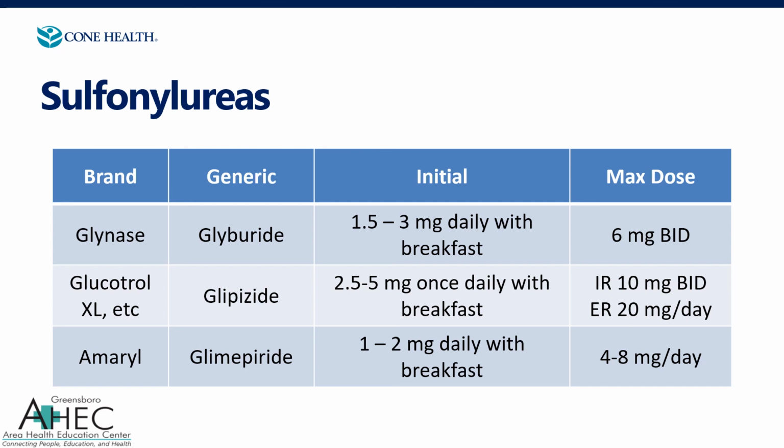If a sulfonylurea is needed in an older adult, glipizide is the best choice due to its shorter duration of action and less risk of accumulation in reduced renal function. Dose adjustments are required for eGFR less than 50 and it is not recommended when less than 10.